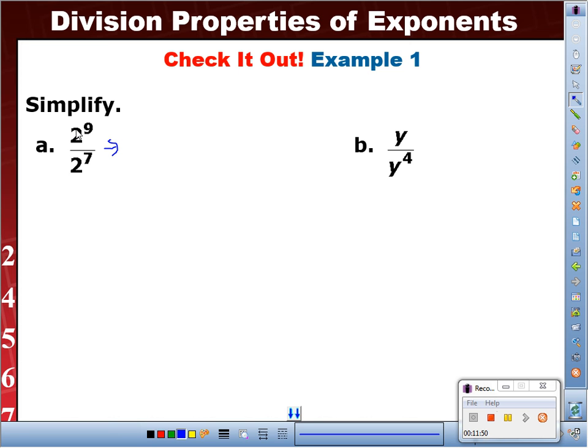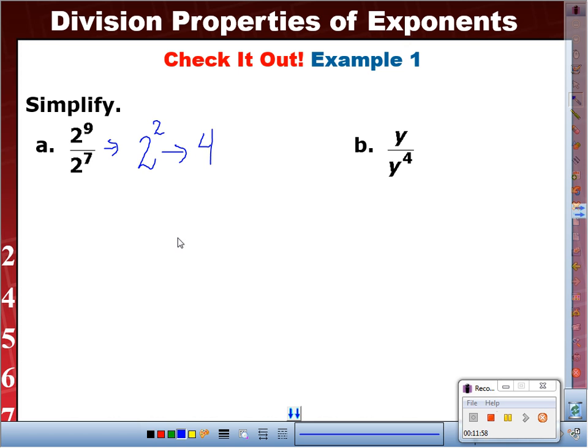Quotient of powers property says if they have the same base, what happens to the exponents? Subtract. This becomes 2 to the 2nd. Can we simplify this one? This becomes 4. Hands, have you got that?